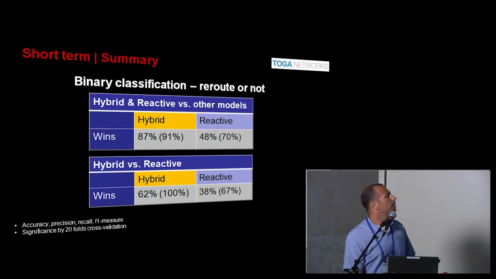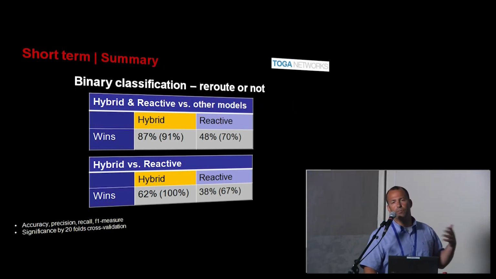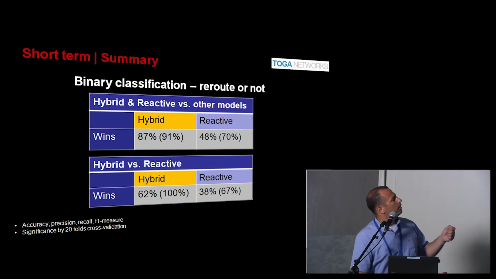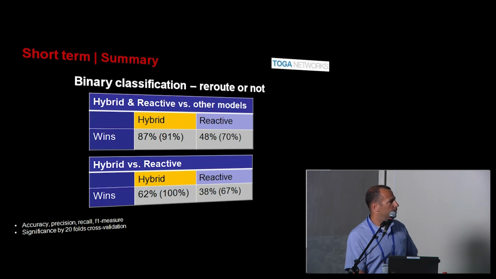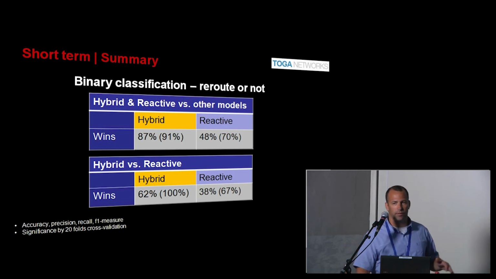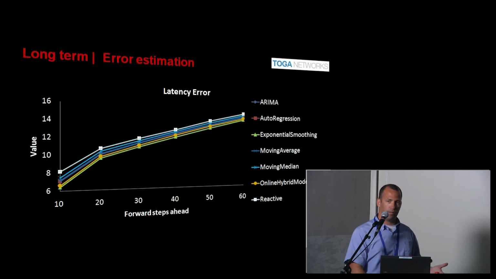And if I summarize the short-term comparison, again the classification results, we took some of the evaluation metrics of the classification, and we compared them throughout all the data sets, and the hybrid model took nearly 87%. It won against all the other models with 91 significance. So actually, it's nearly 80% of significant wins. And if I compare to the reactive mode, it is much less. The bottom table is a paired comparison between the hybrid model and the reactive, where you see the hybrid model outperforms the reactive. Now I'm going to switch to a long-term comparison.